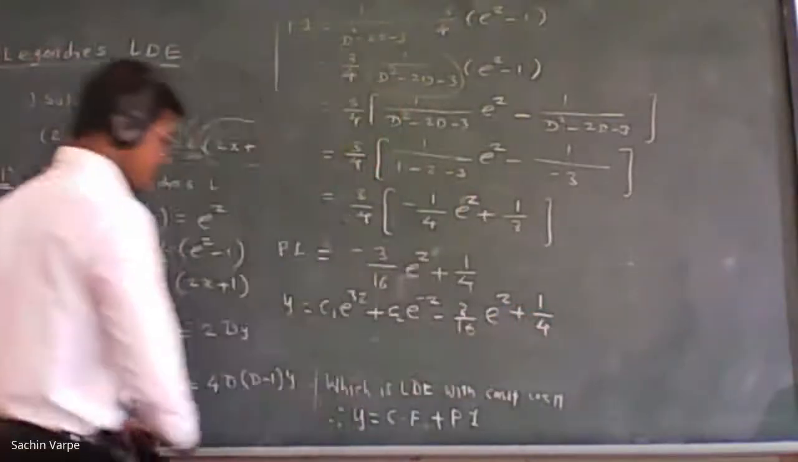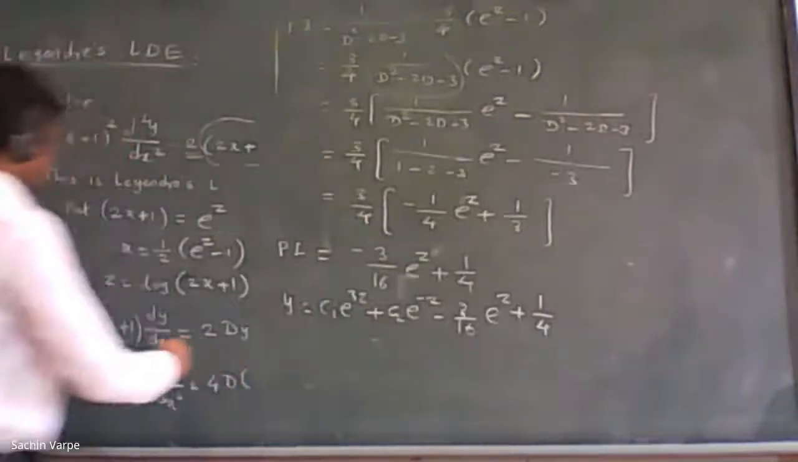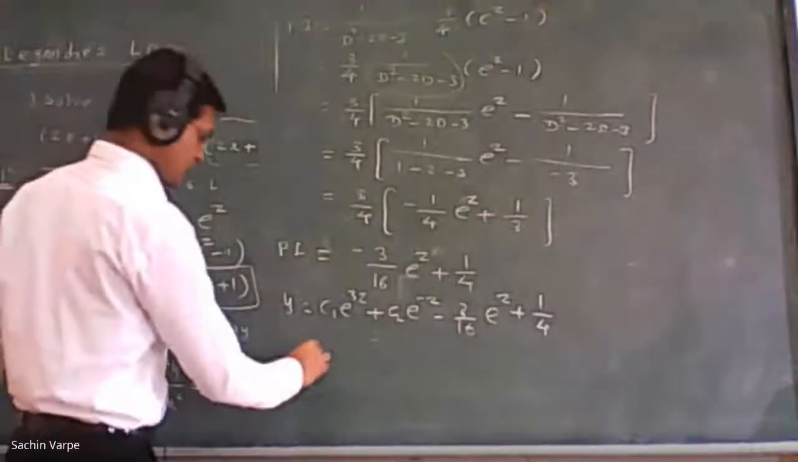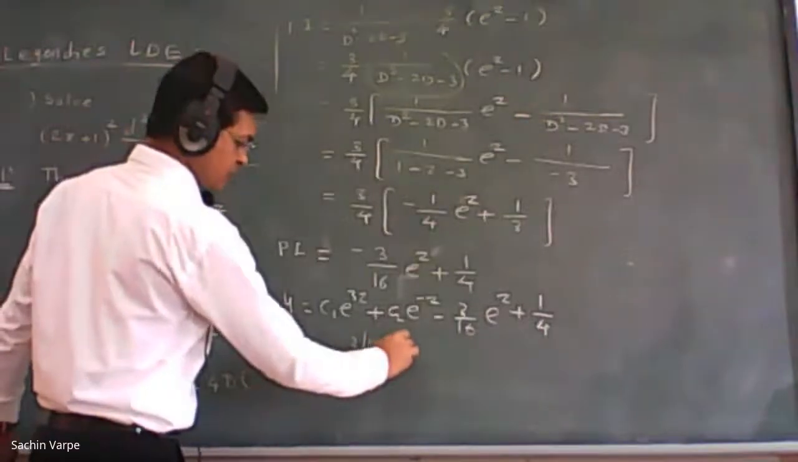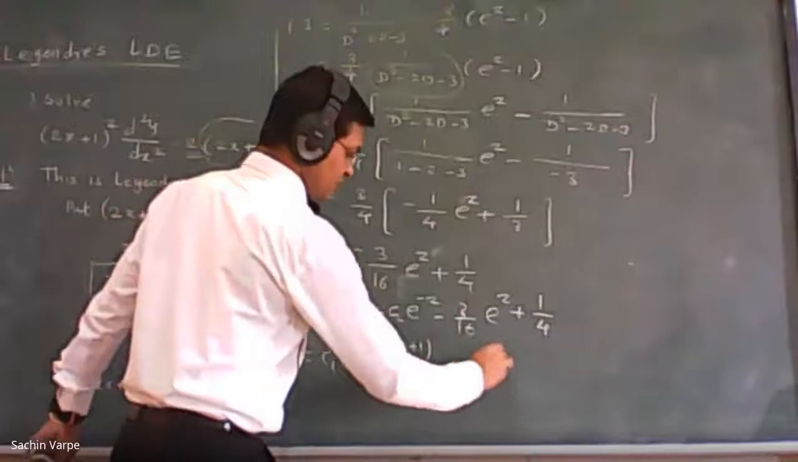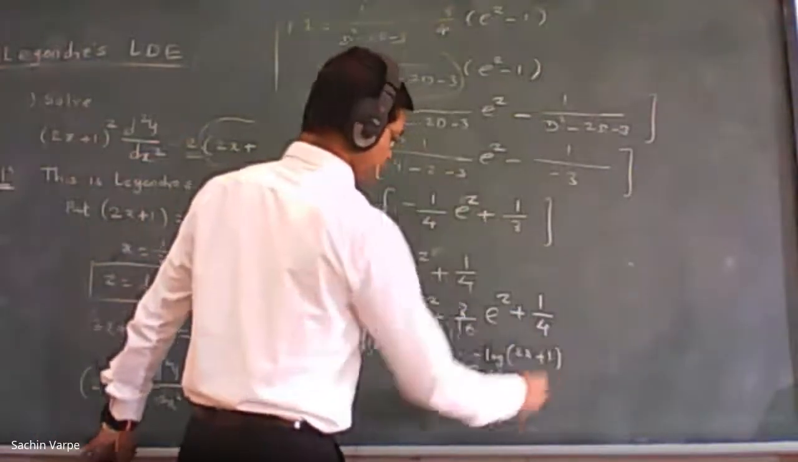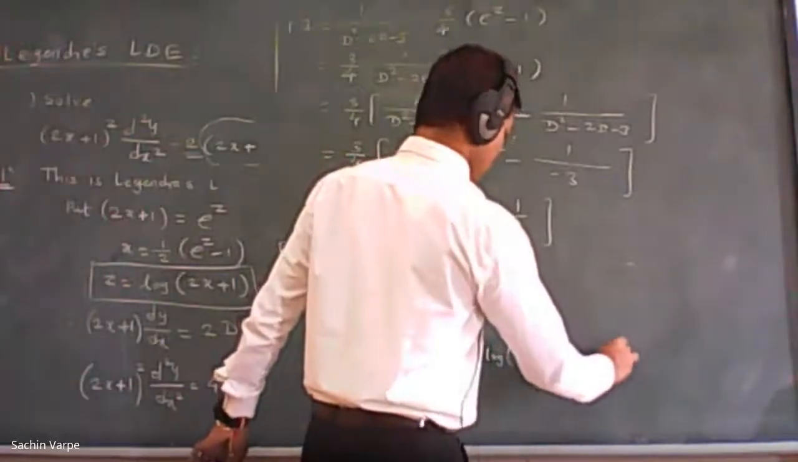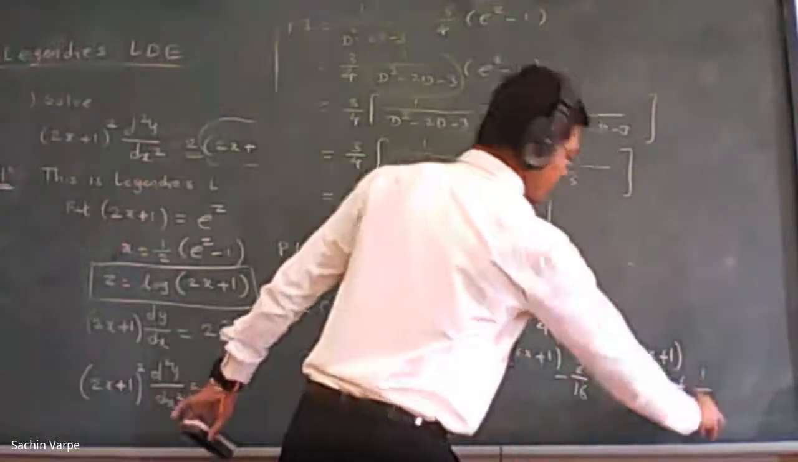And now resubstitute the value of z. z is log of 2x plus 1. So that is c1 e to the power 3 log of 2x plus 1 plus c2 e raised to minus log of 2x plus 1, and minus 3 by 16 e raised to log of 2x plus 1 plus 1 by 4.